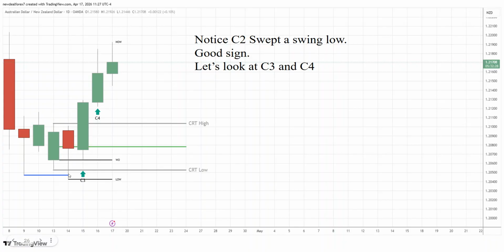Do all the sweeps work? No, I'm not trying to say this is 100%. It's just that I like when you see it in confluence with other things. If a candle 2 can make a sweep to the low on the daily chart and it sweeps out a prior swing low, hey, you might be in for some strong price moves. Okay, nothing's guaranteed though, but let's take a look at candles 3 and 4.